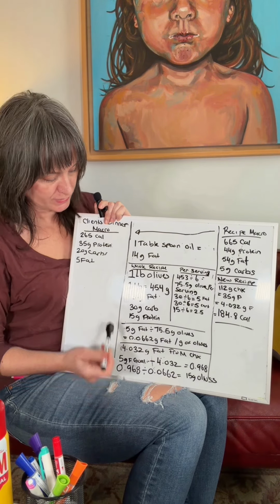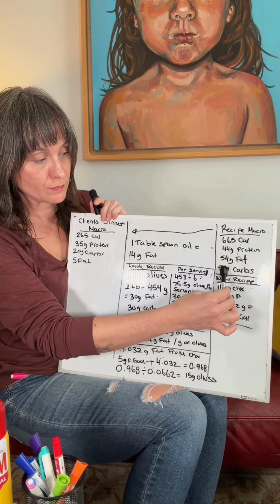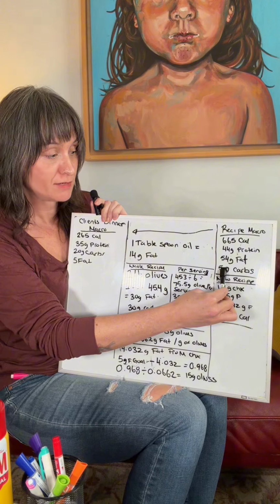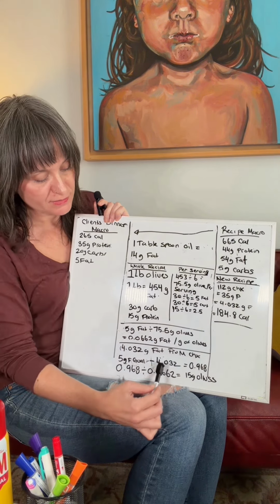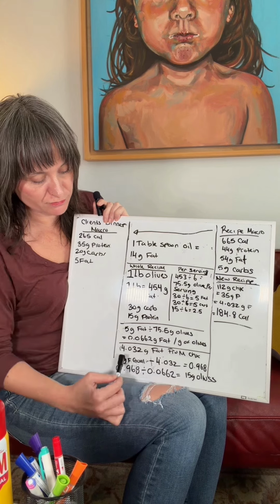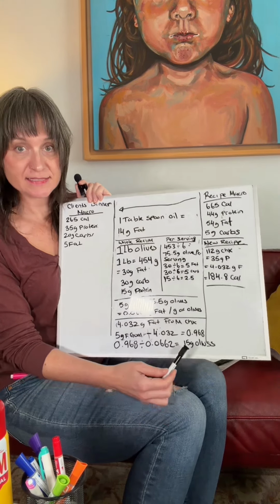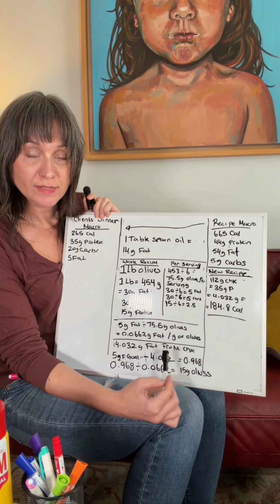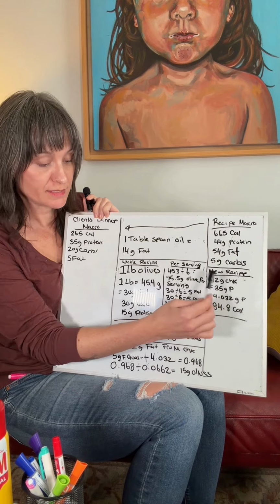Now we are going to take the 5 grams of fat that our client has to meet for her macros, and we are going to minus the amount of fat we already have. So that's 4.032. So 5 minus 4.032 equals 0.968. So that is how much fat we are able to have to play with for this recipe.